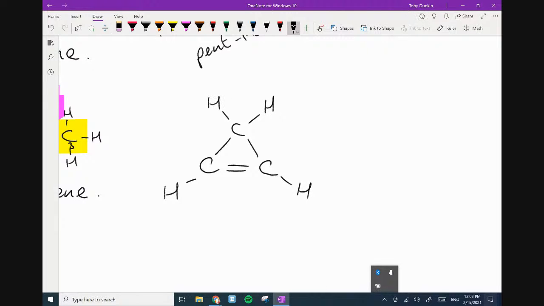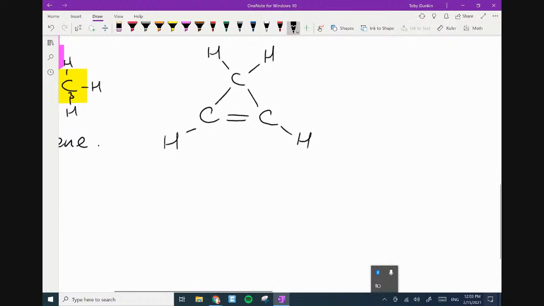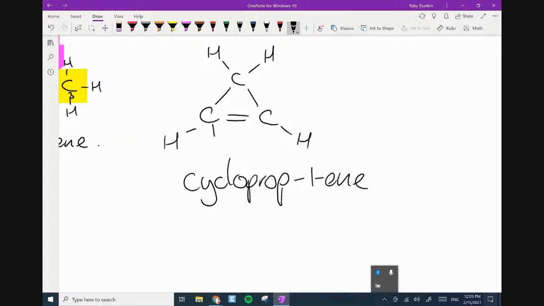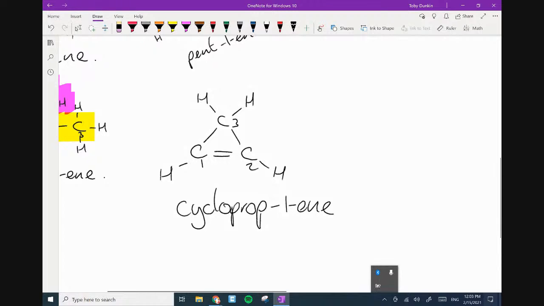All H's. Well done. That is cycloprop-1-ene. Don't need the 1, but it's nice to include it because it would be between 1 and 2. Wouldn't matter which way I go. Well done. Cycloprop-1-ene. Put your hand up if you have it. Great job. By the way, that one can actually be asked. That one has been asked at GCSE. So that was cyclopropene. That one was asked.